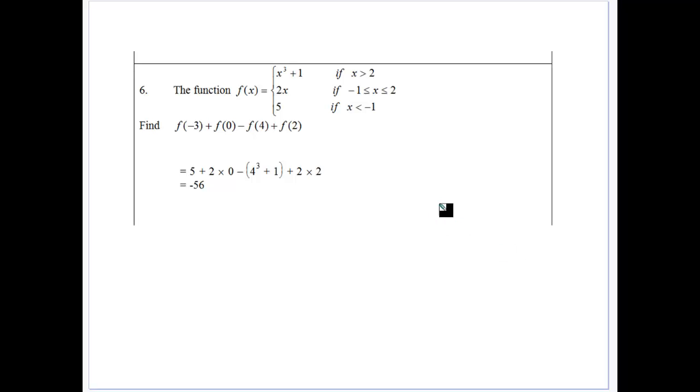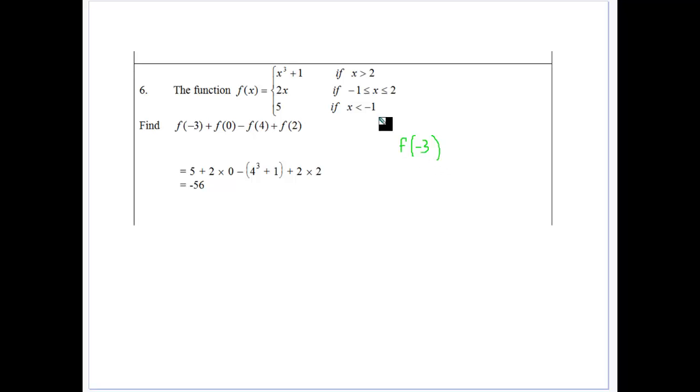The idea of this piecemeal function again is that this time we've got 3 different domains that we've got to use. If x is greater than 2, we're going to use that cubic equation. If x is equal to 2, or equal to minus 1, or any number in between, we're going to use the line y equals 2x. And if x is less than or equal to minus 1, then it's going to be equal to 5. So what we've got to do is work out the function of minus 3.